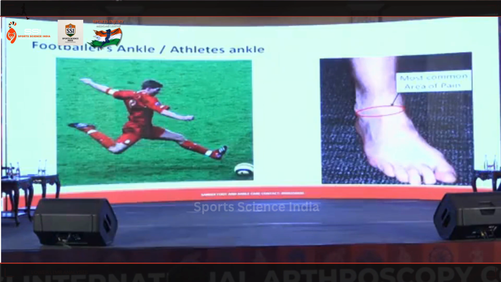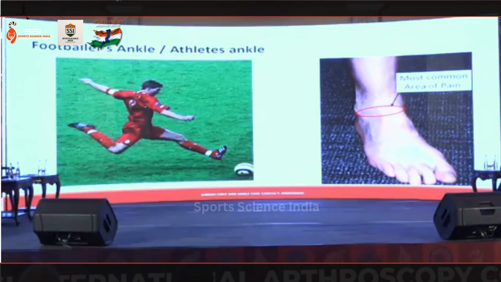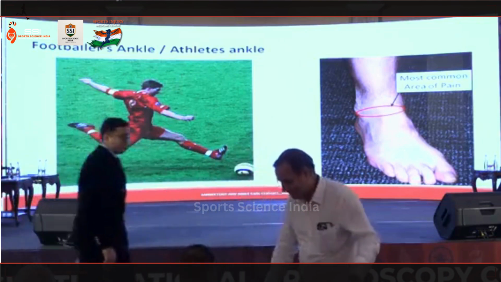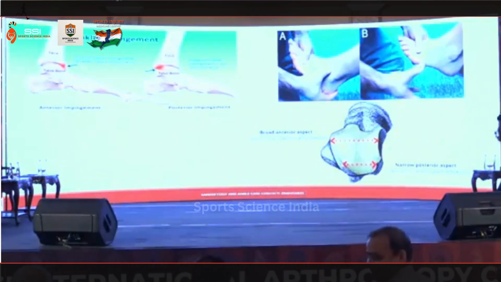So it is commonly called footballer's ankle or athlete's ankle. However, it is commonly seen in all types of sports, and even in ballet dancers when they go on tiptoes and dorsiflex their ankle quite a lot. This is the most common area of pain, in the front of the ankle, and that's where the ankle impinges. So you have an anterior impingement and a posterior impingement in the ankle. In picture A, when you press, it's called a positive impingement sign, and the patient complains, yes, I have pain. That means it is the cause.